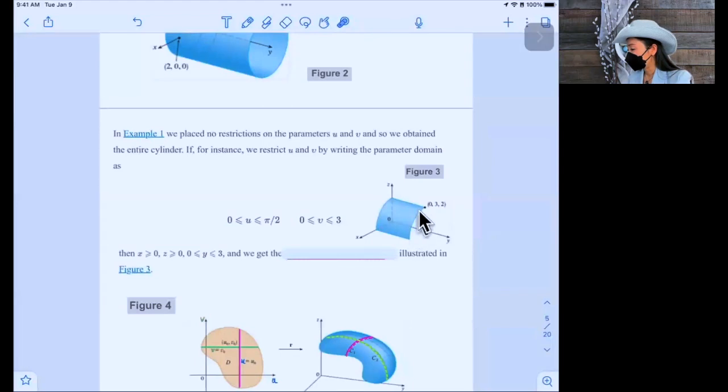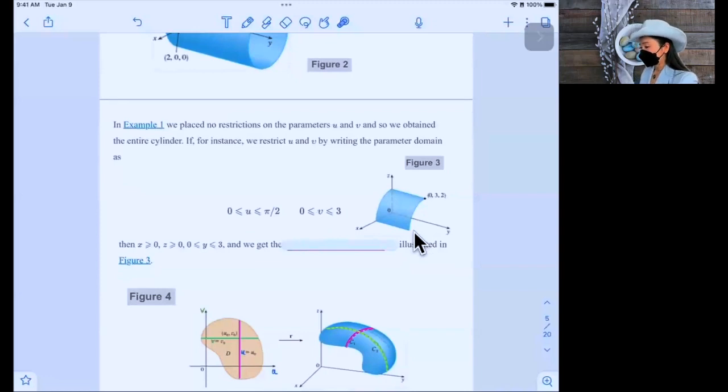So as you can see here, this angle u goes from 0 to pi over 2, and then v here goes from 0 to 3. So this is part of the cylinder, and it will be a quarter cylinder. It's a quarter of the cylinder with length equal to 3, starting from this xz plane and ending here, y equal to 3. So that will be the surface. Question?